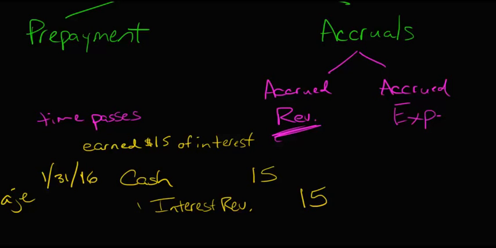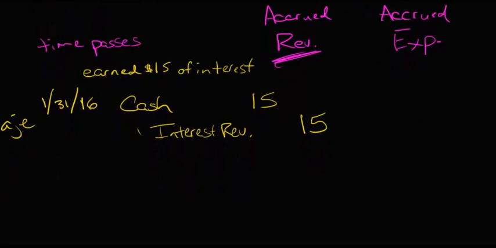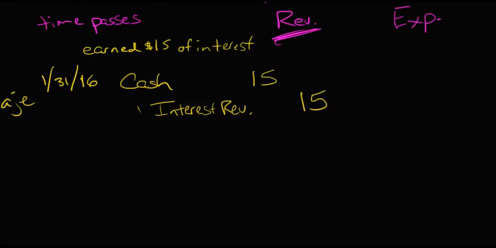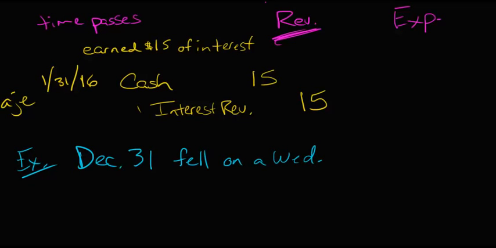So we can have these accrued revenue type issues, but it can also be accrued expenses. So let's think about this. You could have accrued interest expense, right, if it was interest expense rather than revenue. But let's use something a little bit different that happens quite often for firms. Let's say that December 31st is your firm's fiscal year end. That's when they close the books. And December 31st happened to fall on a Wednesday. So what could be the problem with that?